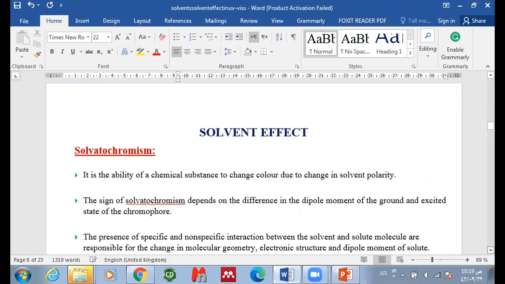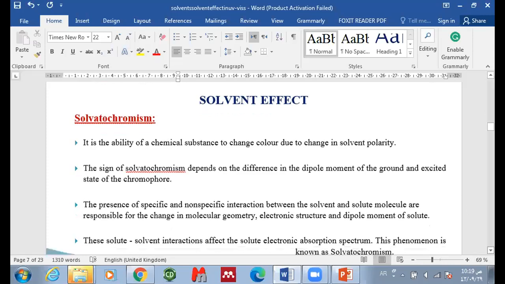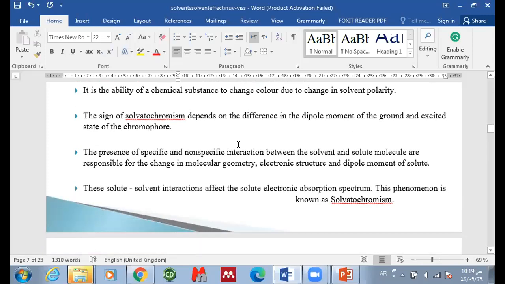So we have a solvent effect here. It's, I think, a French term, solvatochromism. It is the ability of a chemical substance to change color due to change in solvent polarity. So when we change the polarity of the solvent, we will get this shift. The sign of solvatochromism depends on the difference in the dipole moment of the ground and excited state of the chromophore.